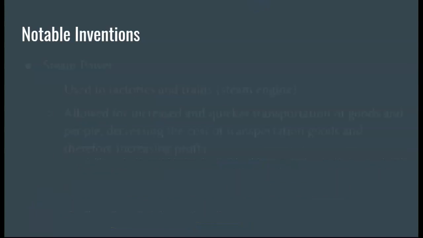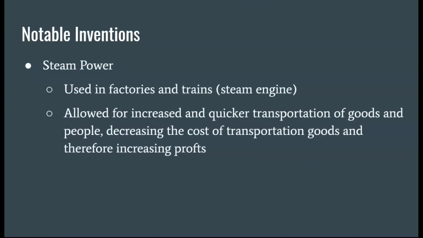Another very notable invention is steam power. So steam power was used in factories and in trains. We talked about the steam engine earlier this year. And because it powered the machines that could do things quicker, goods were able to be created faster. And then with the train, it could be transported quicker.